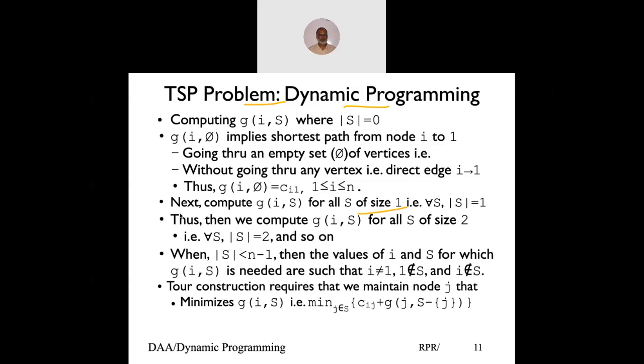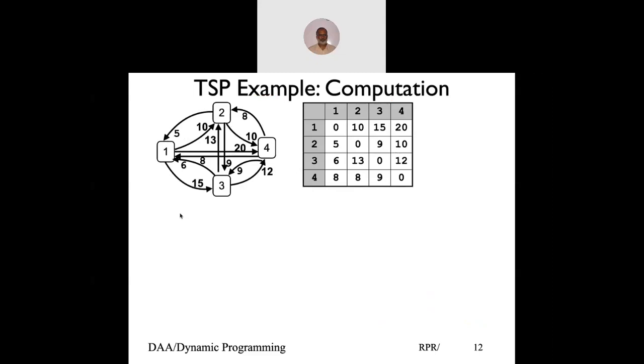That's what we need to minimize, basically this part. From vertex i, look at all possible vertices j, and from j, look at the shortest path back to 1, and the minimum of that gives me g(i, S). We'll understand that with an example.